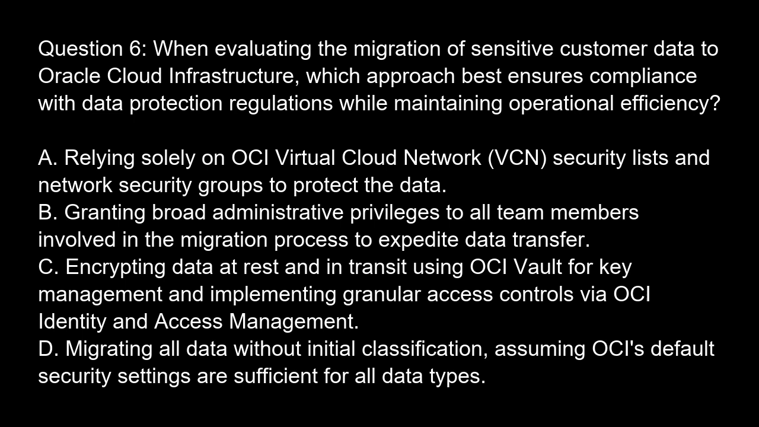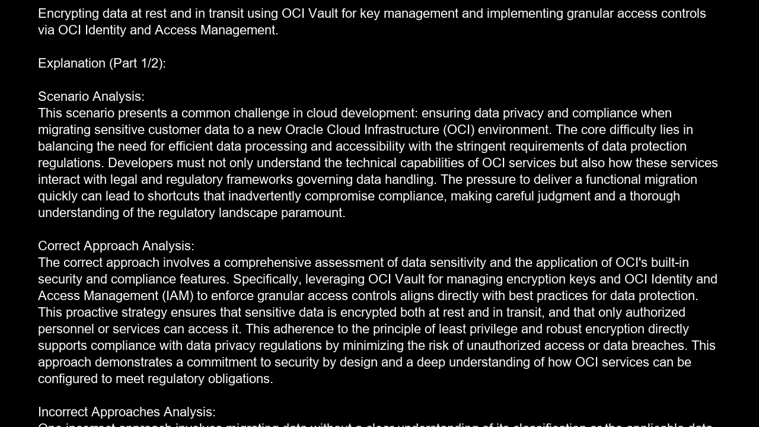Option C. Encrypting data at rest and in transit using OCI Vault for key management, and implementing granular access controls via OCI identity and access management. Option D. Migrating all data without initial classification, assuming OCI's default security settings are sufficient for all data types. The correct answer is C. Encrypting data at rest and in transit using OCI Vault for key management and implementing granular access controls via OCI identity and access management. Explanation.